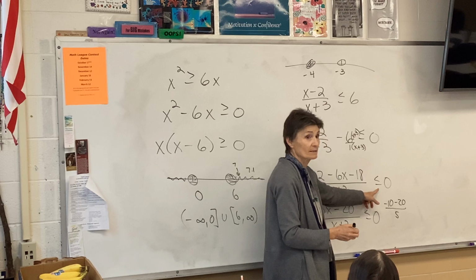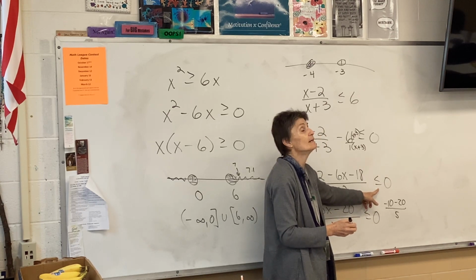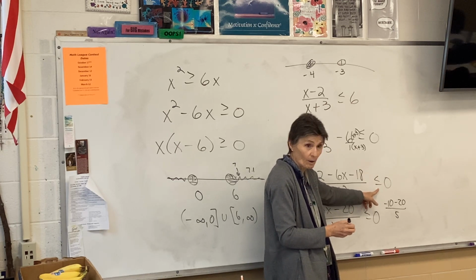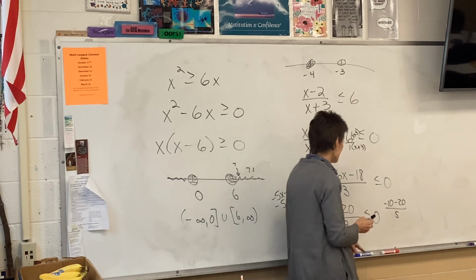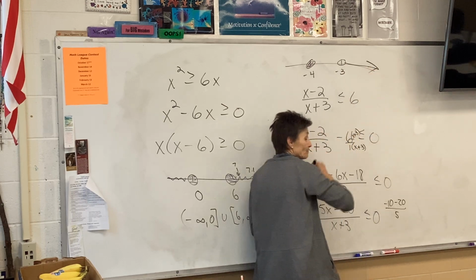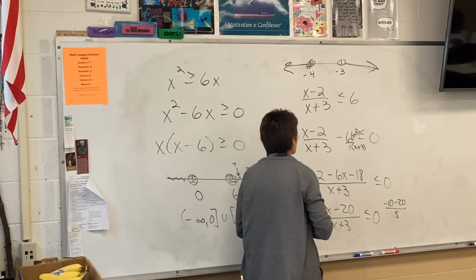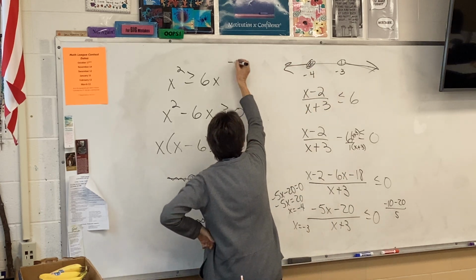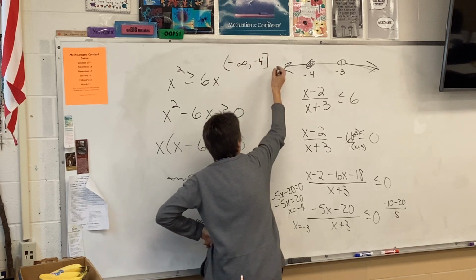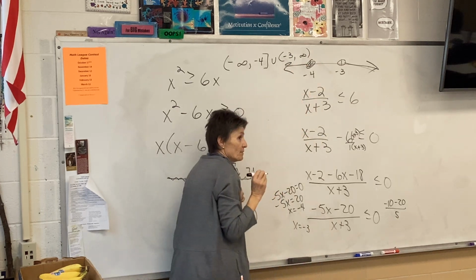Is negative 6 less than 0? Negatives are less than 0, right? So that means where the 2 is, which is out here, gets shaded. So my answer is negative infinity to negative 4 with a bracket, or negative 3 to infinity with a parenthesis.